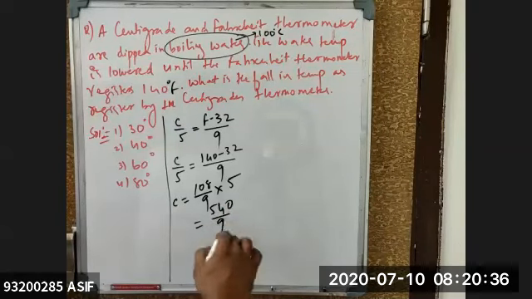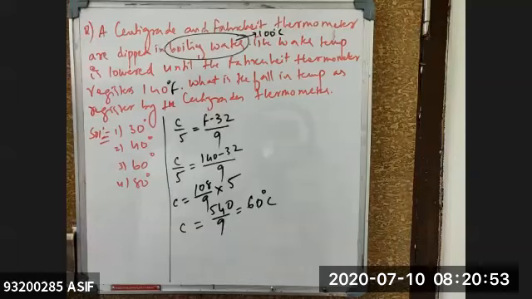540 by 9. That means this will go how many times? 540 divided by 9 is how much? 60 degrees. So this will be equal to 60. So what is the answer? Third one.